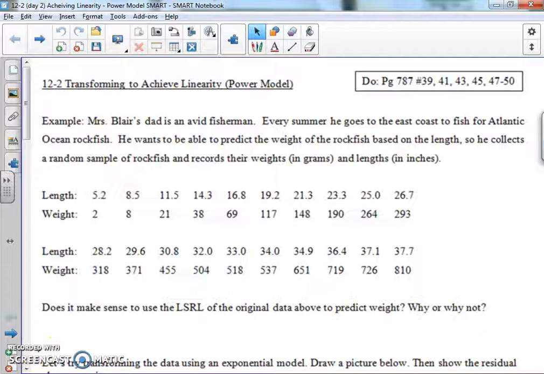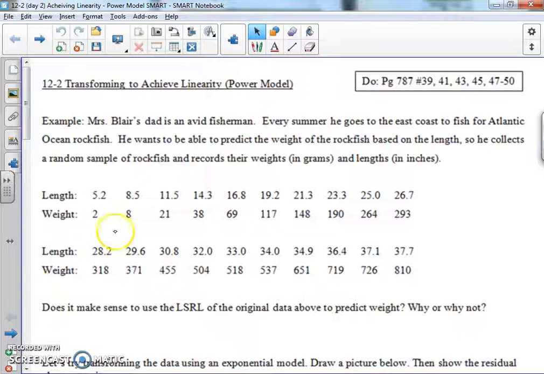Okay, so yesterday I taught you guys how to achieve linearity, that's what we call it, when we were seeing that a scatter plot was not linear. We were achieving linearity by forcing it to be straight. The examples we did yesterday were all exponential style graphs. You could see that there was a curved pattern. So what we did is we used a logarithm to straighten it out, to undo that exponential equation.